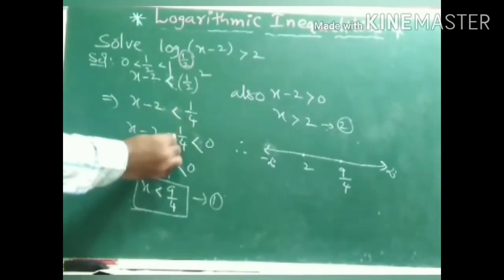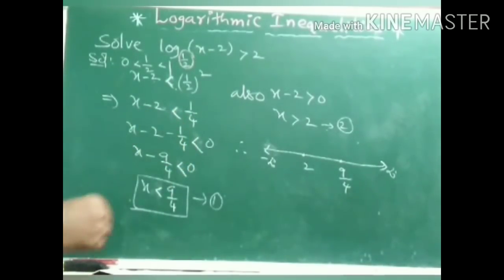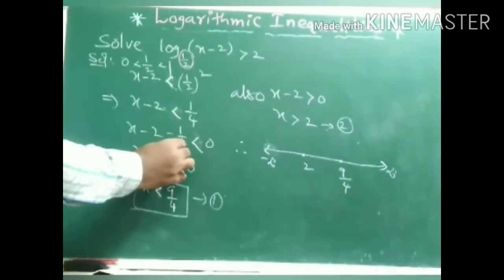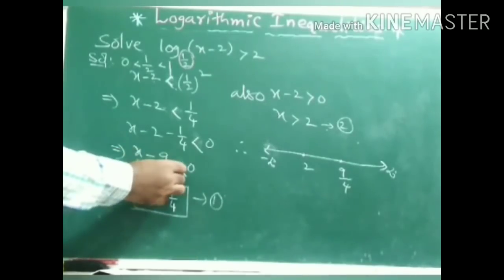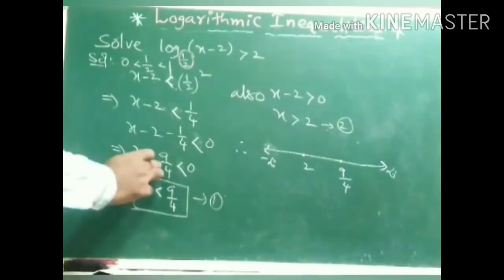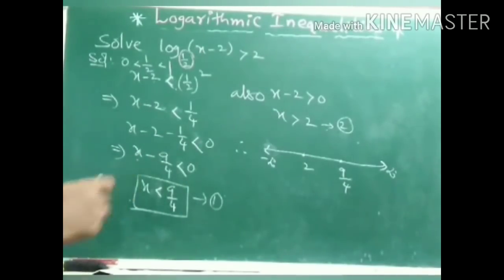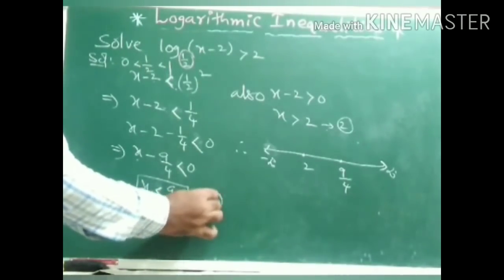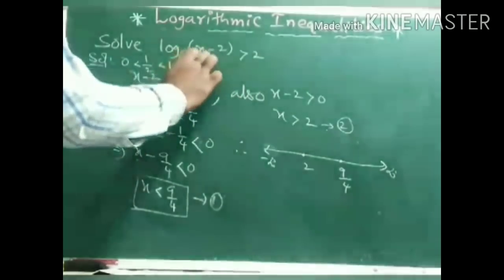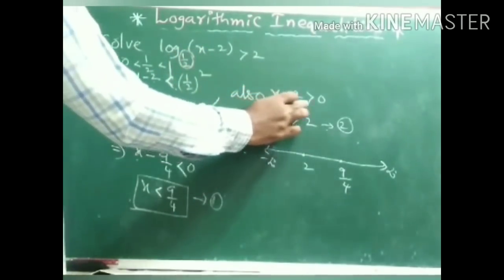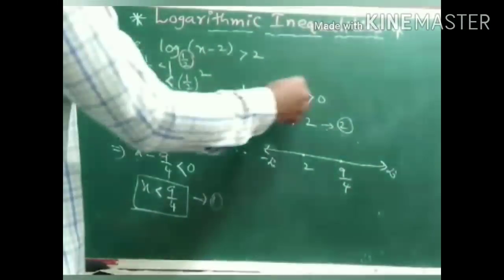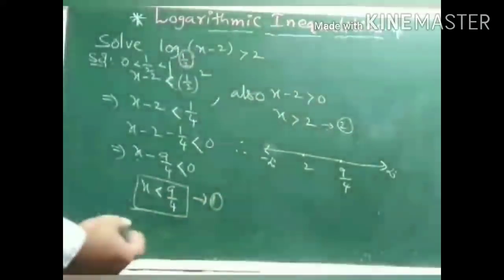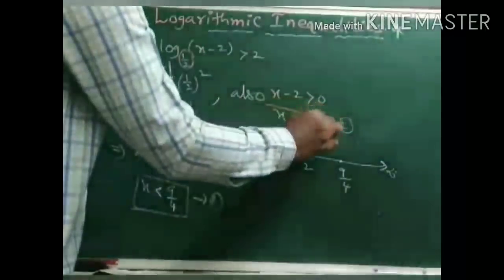Just bring the 1 by 4 to this side, that is minus 1 by 4. And if you add minus 2 and minus 1 by 4, we are going to get minus 9 by 4. That is, x minus 9 by 4 less than 0. So from this, sending 9 by 4 across, x is less than 9 by 4, which is case 1. Also, this is in the place of n. This must be greater than 0. So x minus 2 is greater than 0. Hence from this we get x is greater than 2, which is the second case.